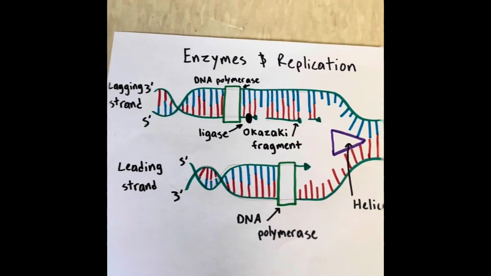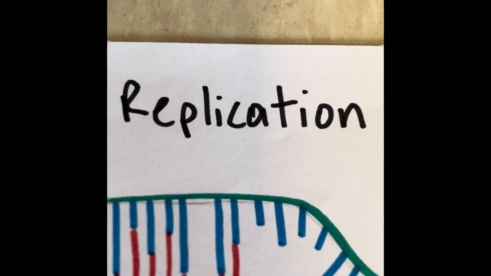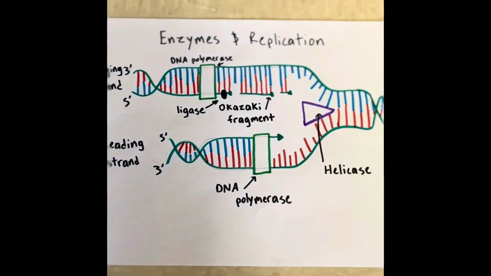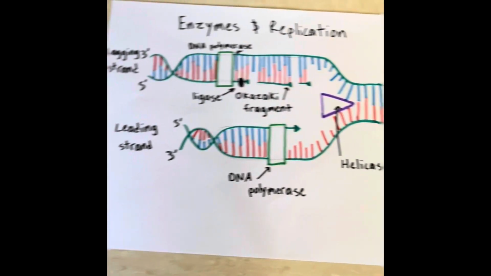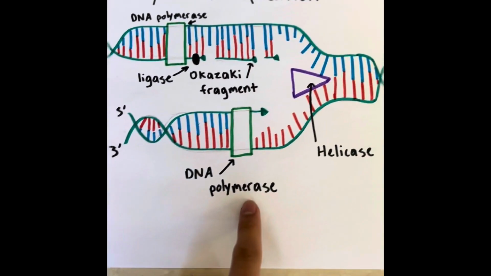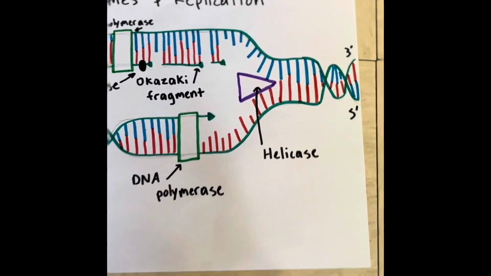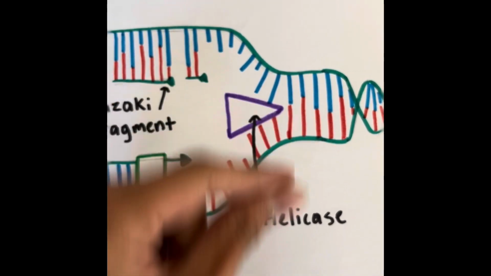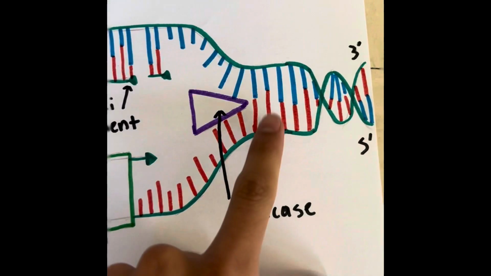So we can grow as we get older, our cells need to replicate, which means our DNA needs to replicate. This can be done by a few enzymes: helicase, DNA polymerase, and ligase. Helicase is an enzyme that will break the hydrogen bonds that are holding together the nitrogenous base pairs.